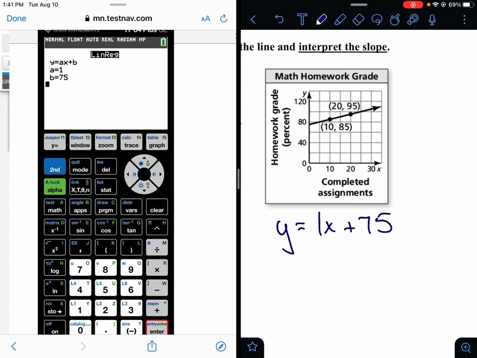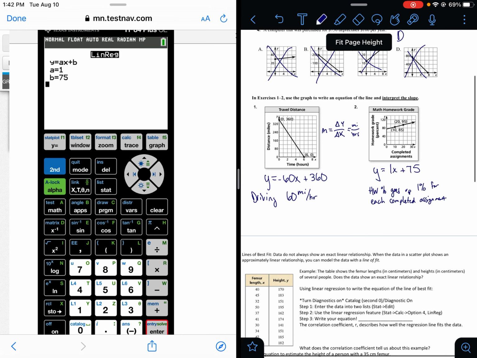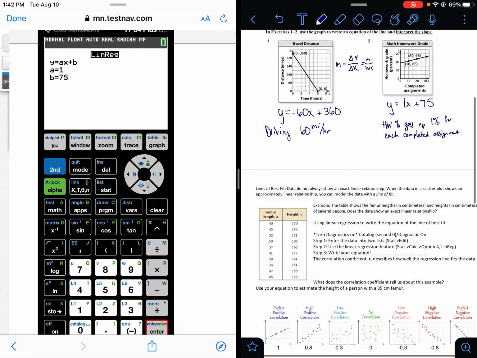And that's my equation. And since we have completed assignments and homework, homework is the y, which means with the slope of 1, your homework percent goes up 1% for each completed assignment. And that's how you would interpret that slope. Now those are relatively easy because there's just 2 points. You can do it pretty quickly.